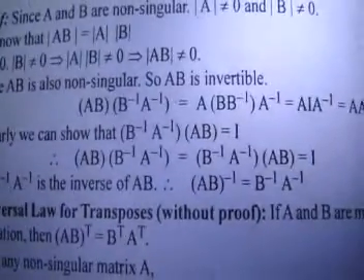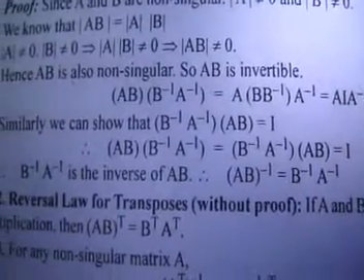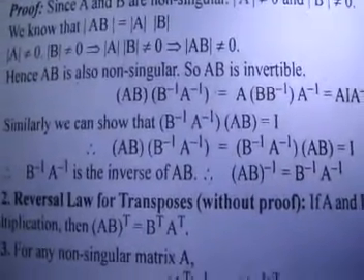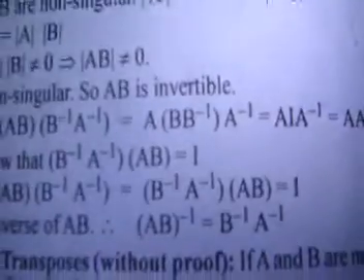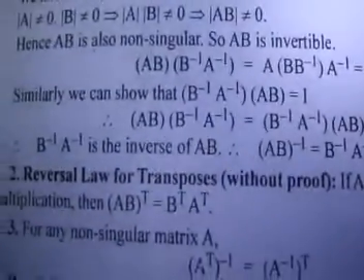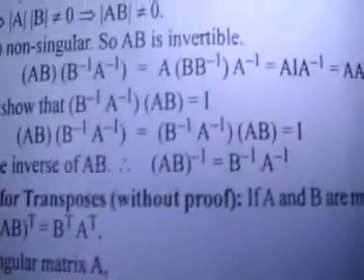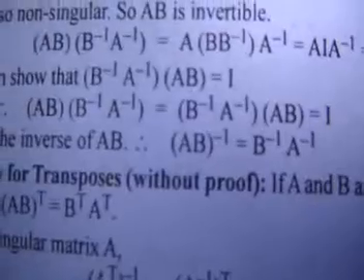Therefore, B inverse A inverse is the inverse of AB, okay, because AB into B inverse A inverse equals B inverse A inverse into AB, which results in the identity matrix. Hence, B inverse A inverse is the inverse of AB. Therefore, the inverse of AB equals B inverse A inverse.